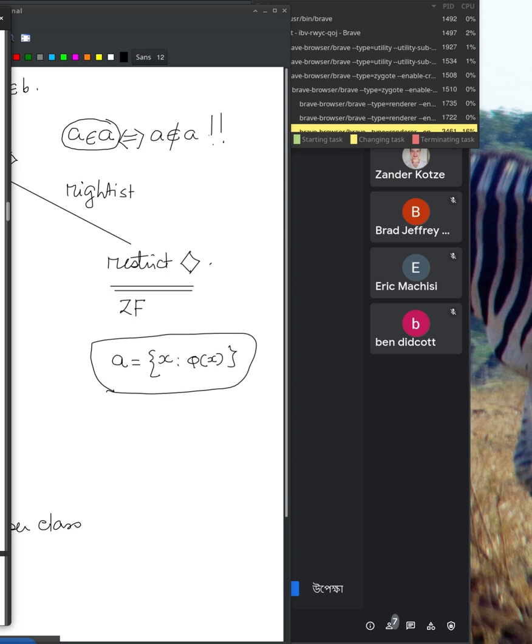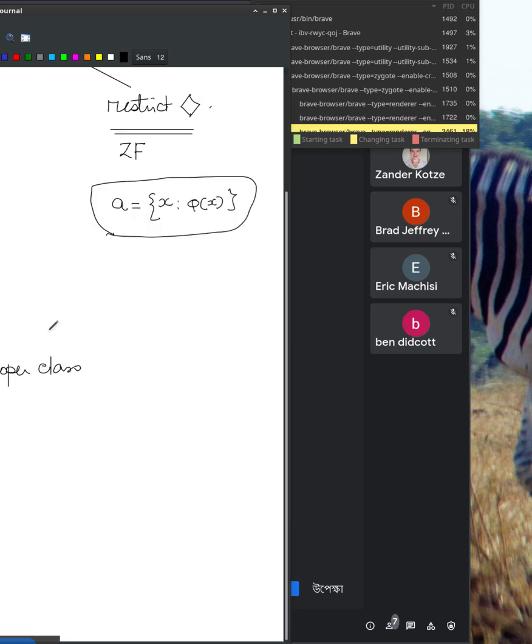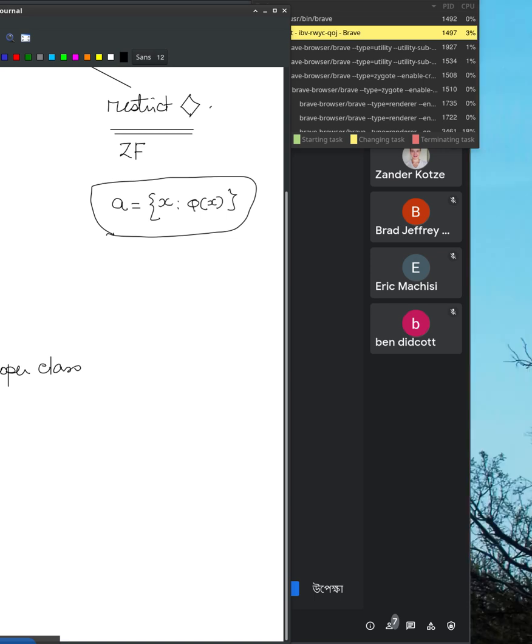So, obviously, now small set X is a small set. This is obvious. So, if I write this down completely, if I expand this, it is actually an abbreviation. This is actually the formula: there exists a Y such that X belongs to Y and phi X, right?